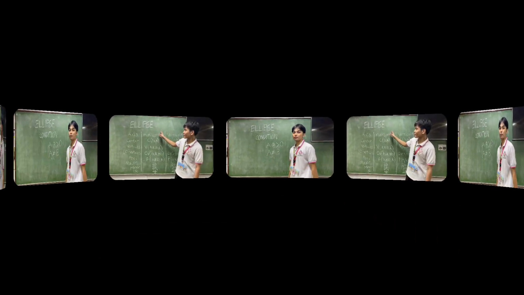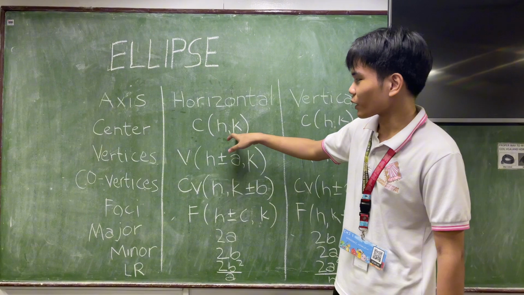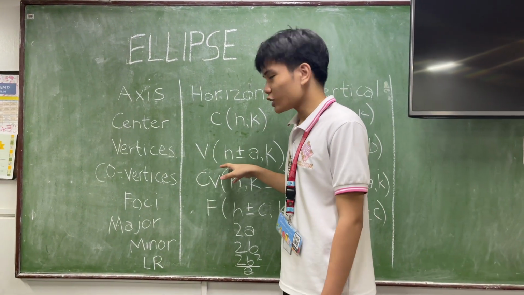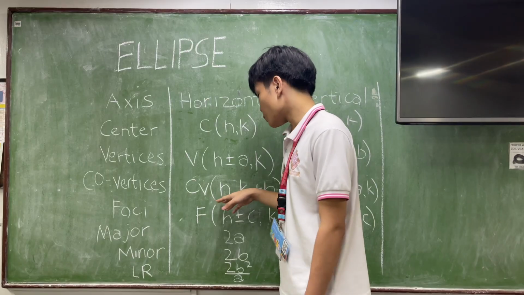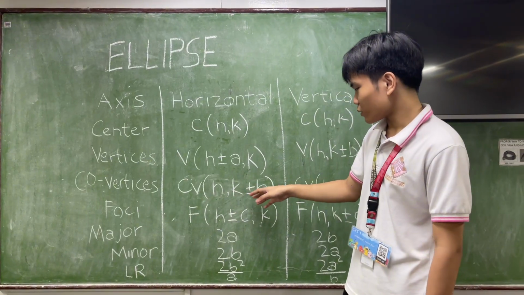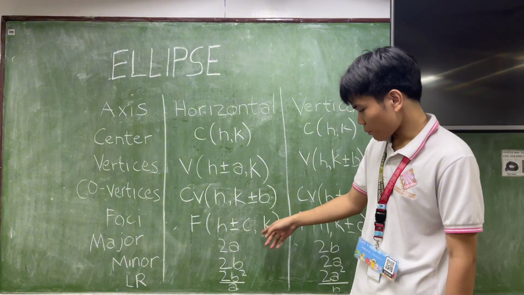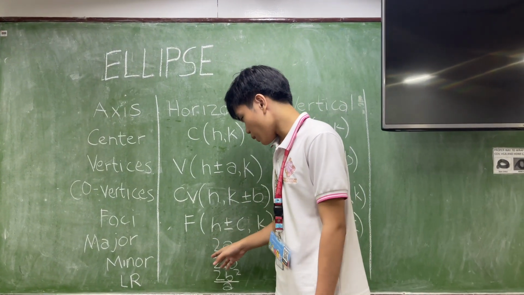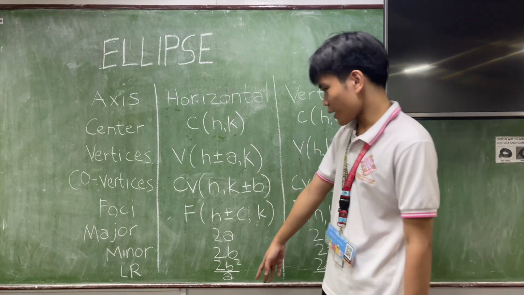For the ellipse, given the axis is horizontal, the center would be h, comma k. Vertices would be h plus or minus a, comma k. Co-vertices would be h, comma k plus or minus b. Foci would be h plus or minus c, comma k. Major would be 2a, minor would be 2b, LR would be 2b squared over a.